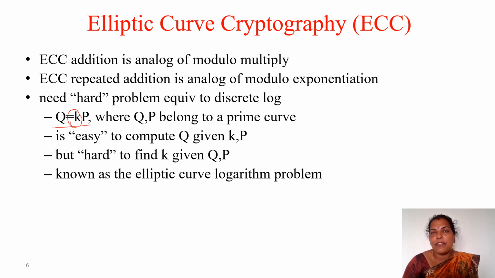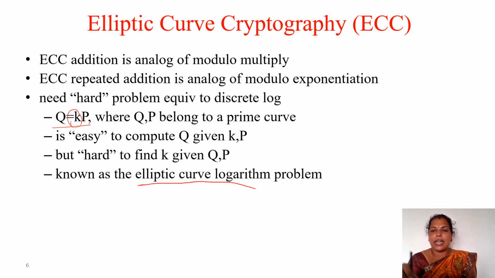It is very difficult to find the k value, because this k value is kept secret. Even if both Q and P are known, it is very difficult. This problem is what we call the elliptic curve logarithm problem.